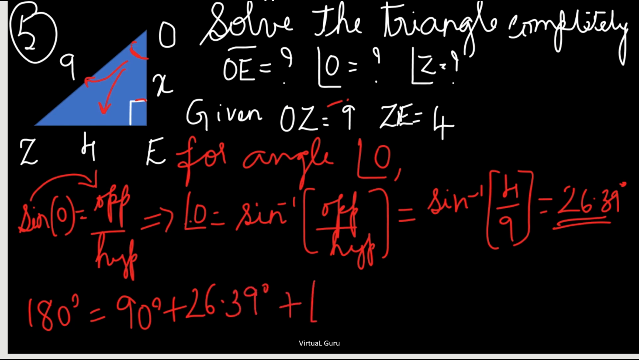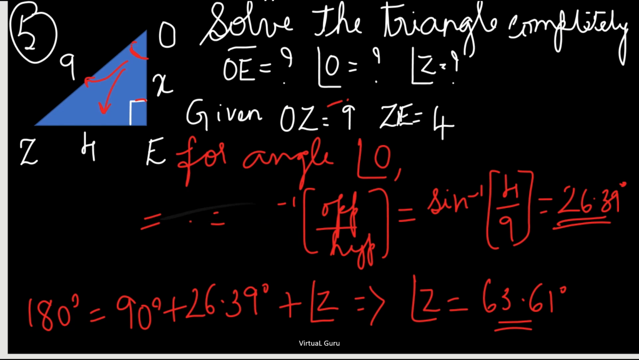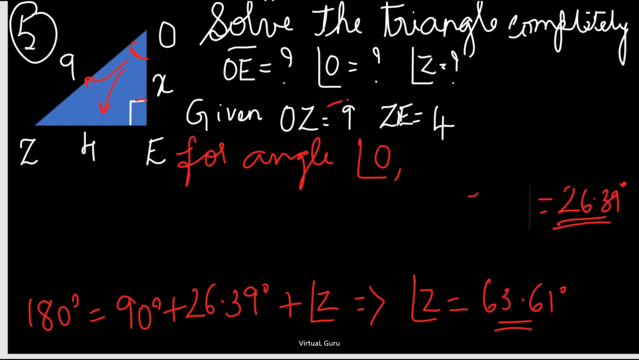Then we have to find angle Z. This is one way to find angle Z. That is, if we add 90 plus 26.9 and then subtract that answer from 180 degrees, we are going to get the angle Z as 63.61 degrees. Or else, I'll give you one option, that is, we can even find it using the trigonometric function. If you want to use the trigonometric identity, then you can use that way also.